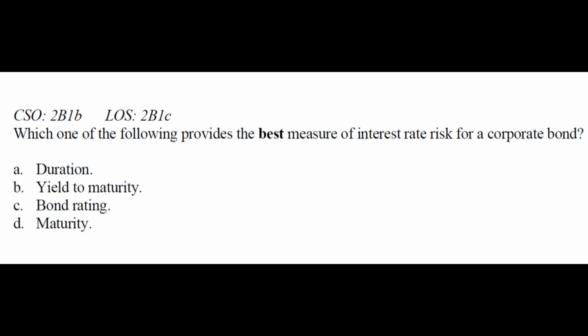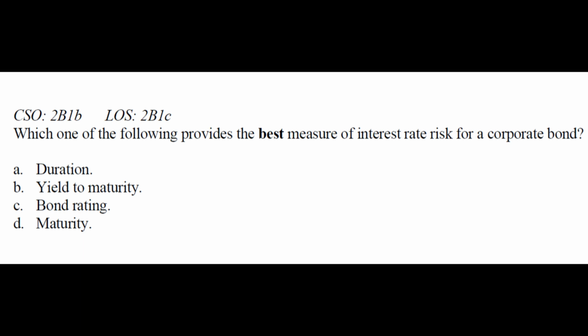B. Yield to maturity, incorrect. Yield to maturity represents the bond's expected annual return if held until maturity, but it does not directly measure price sensitivity to changing interest rates. C. Bond rating, incorrect. Bond ratings assess credit risk, or the likelihood of default, rather than interest rate risk.